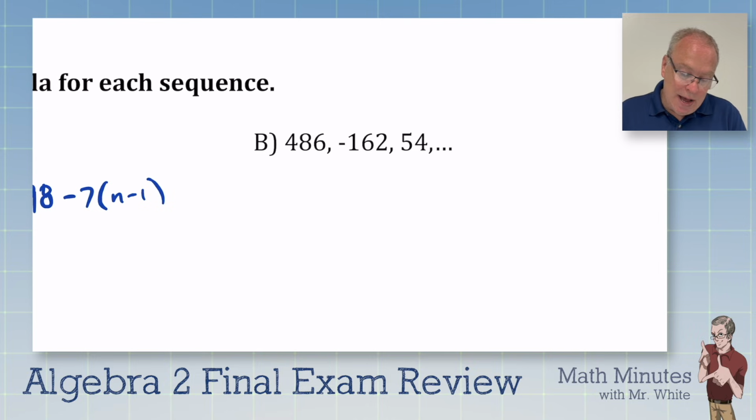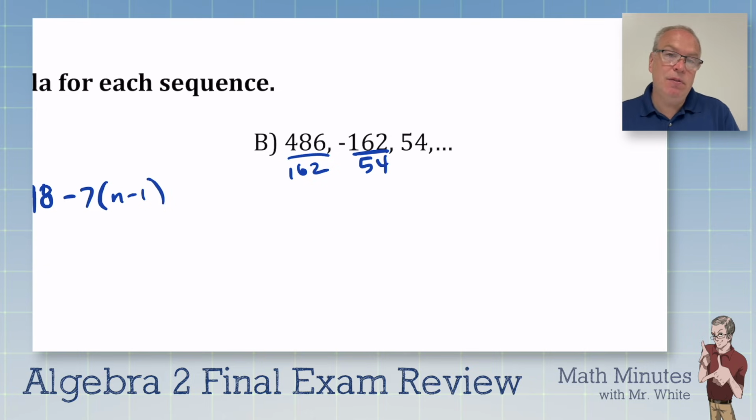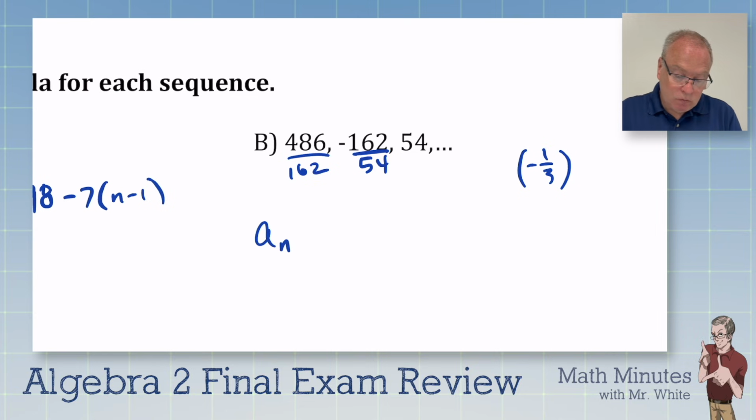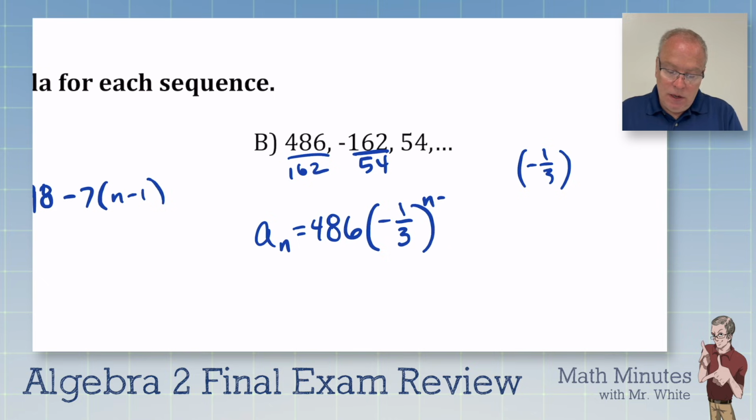All right, so what's going on here? Well, if you divide, I think what you're going to find is that dividing by negative 3 is the common process here. So that means negative 1/3 is the base in our exponential. So any term is going to be the first term, which is 486, times negative 1/3 to the n minus 1 power.